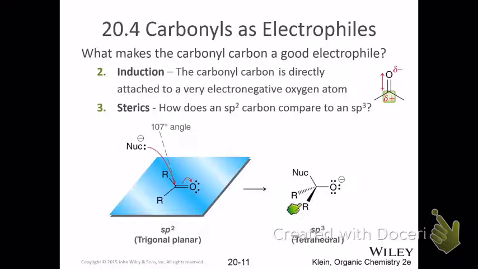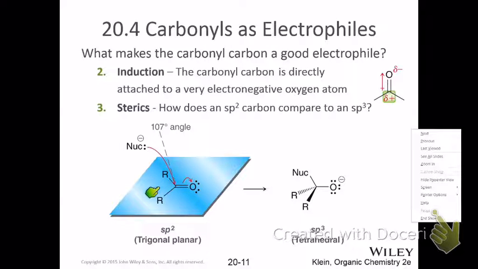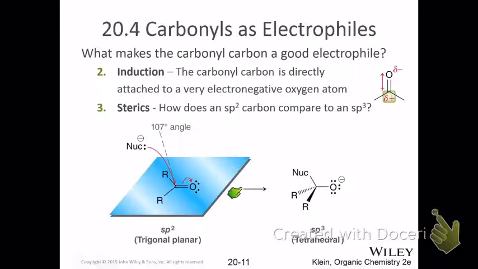But what happens over here? It's tetrahedral now, right? So this angle, if you think about the angle from here to here, like in the plane, that's 180. And if you look at these angles here, these are 120. But when you form your product, now it's sp3 hybridized.